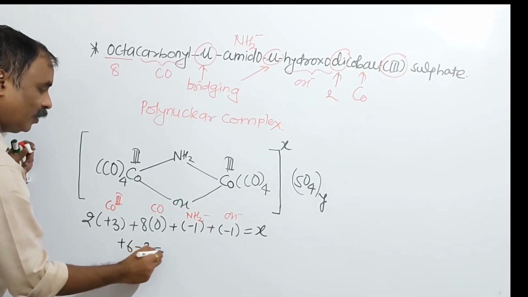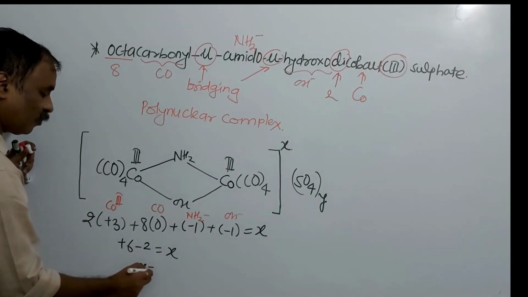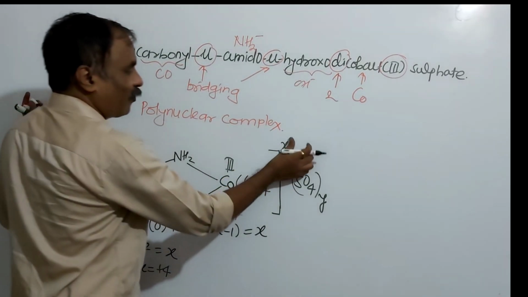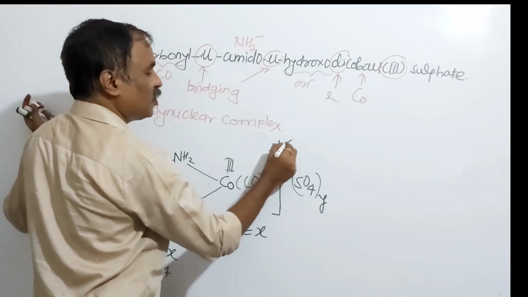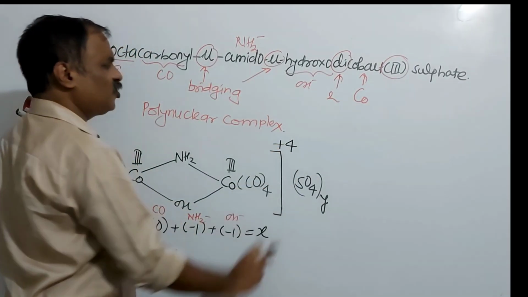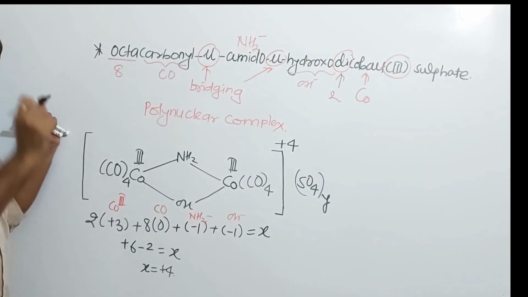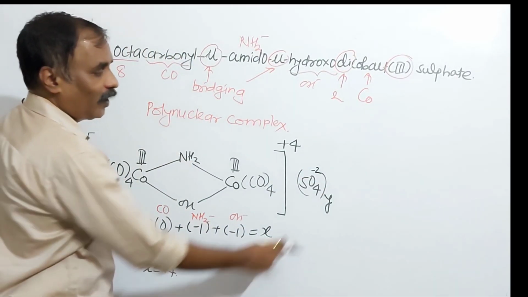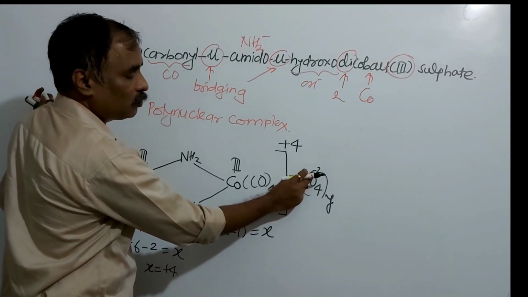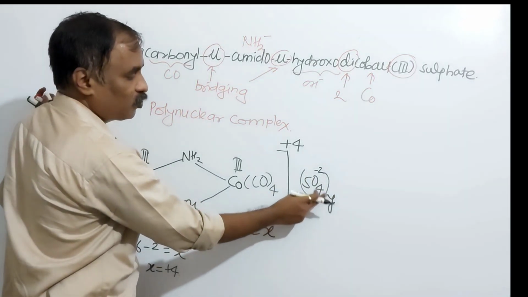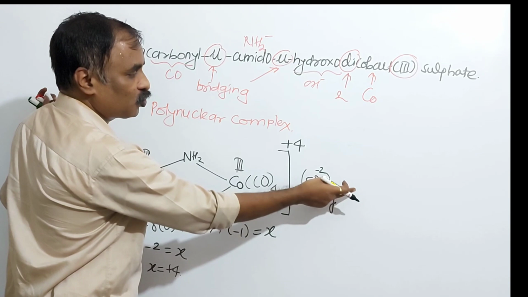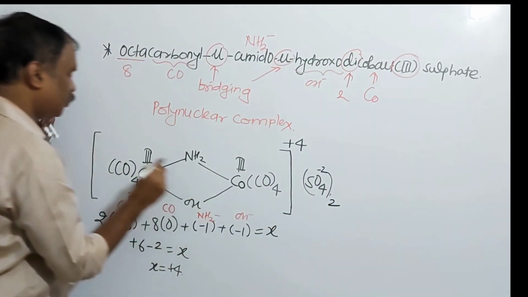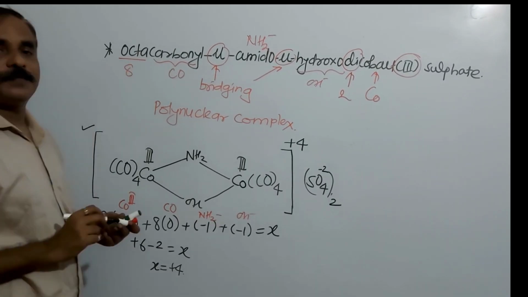-1 -2 equal to X and X equal to +4. Yani square bracket will carry +4. To neutralize +4, -4 is required and we know that sulfate carries -2. So what is the value of Y? 2 into -2, it will be -4. Suppose here it is 1. 1 into -2, it will be -2. We want -4. That is why Y equal to 2. So this is the structural formula of this complex. Next example.